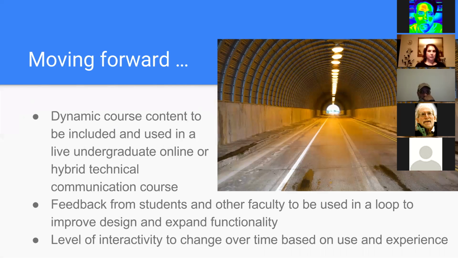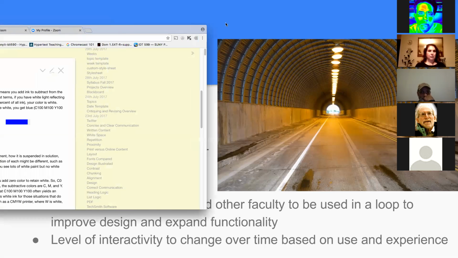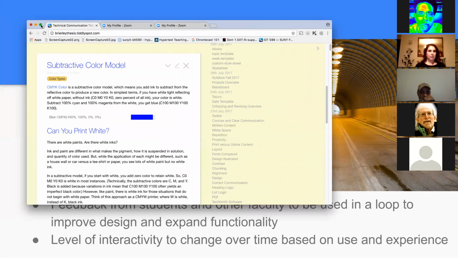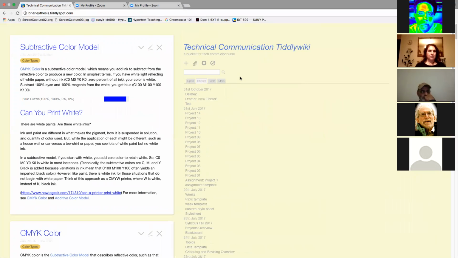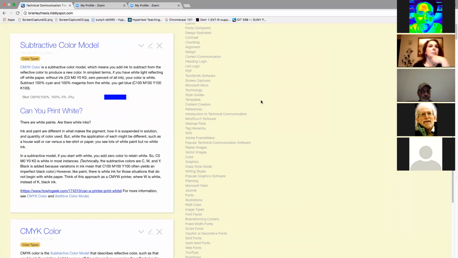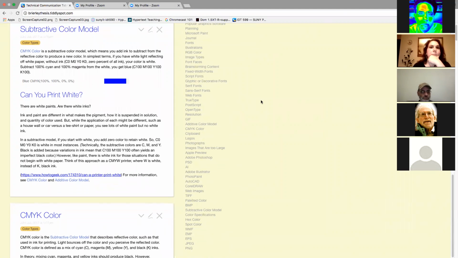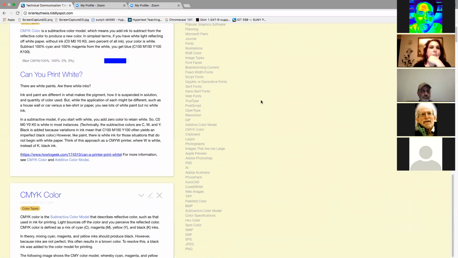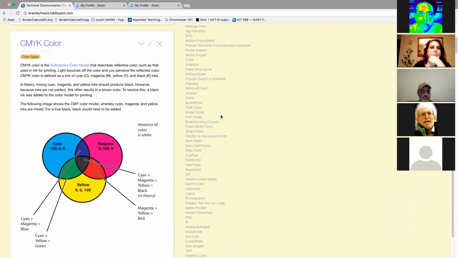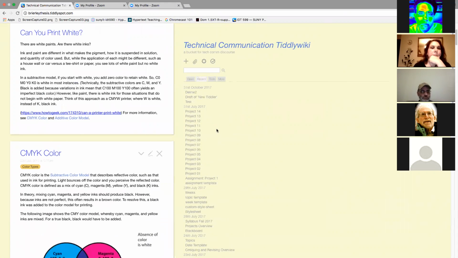Now, there are a couple of ways to host TiddlyWikis. I was using UpDog. I am now using TiddlySpot. I don't think that's going to matter much. Where is it? There it is. So I have some content in here for this class, as you can see. I'm not using this live. I'm just thinking ahead and thinking about the concepts of technical communication, and I've put them into a TiddlyWiki environment.